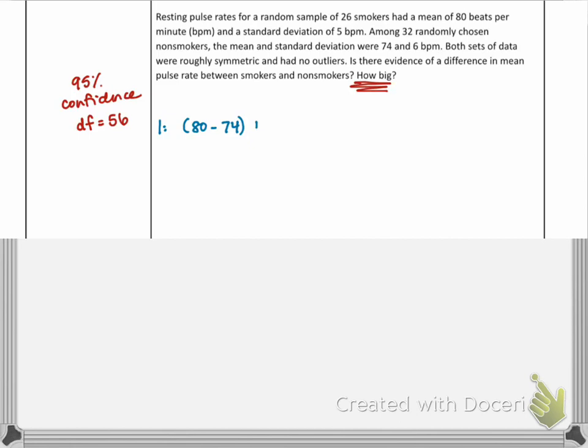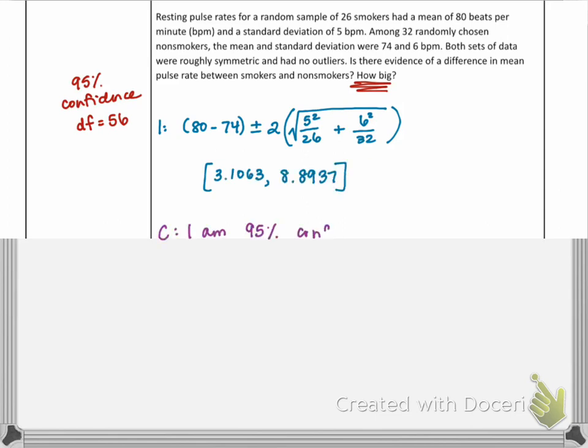Okay? And then that T-score that you should have found should have been 2, and then we're going to multiply that T critical value by your standard error formula. So 5 squared over 26 plus 6 squared over 32. From here, you can build your interval using the math that we just laid out, or you can press stat, go over to the test menu, and do a 2-sample T interval to get that interval. What you should end up with is an interval of 3.1064 to 8.8937.